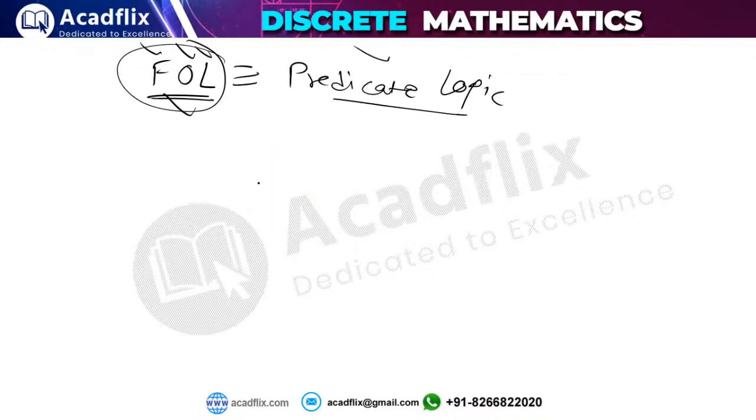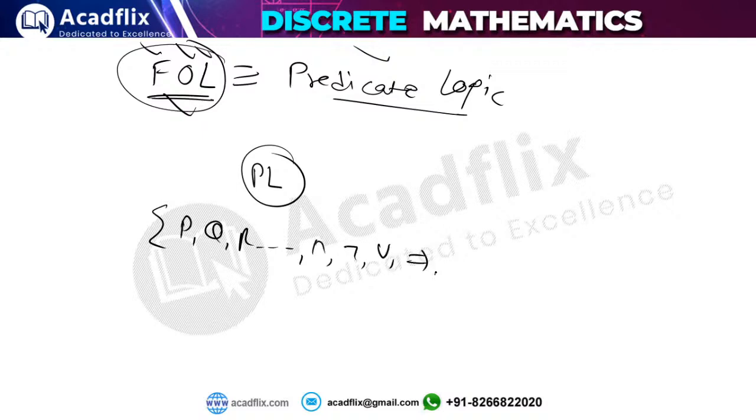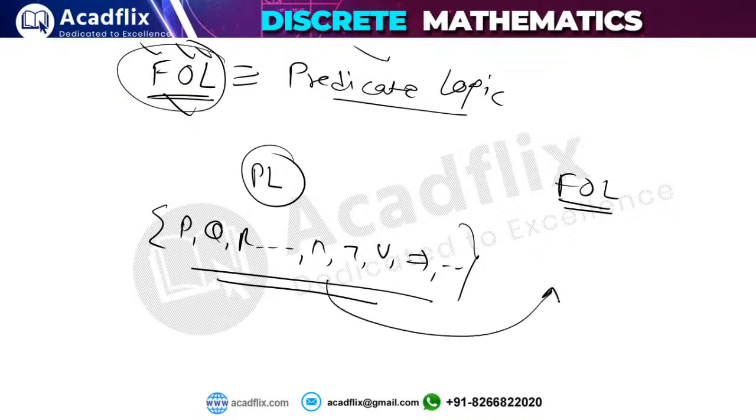Remember, what are the facilities in propositional logic? The only facilities are some propositional variables, and some connectives. This is the only facility that propositional logic provides. But first order logic provides all these facilities, plus in addition it provides more facilities, like this one, this one, and this one. I will talk about them, don't worry.